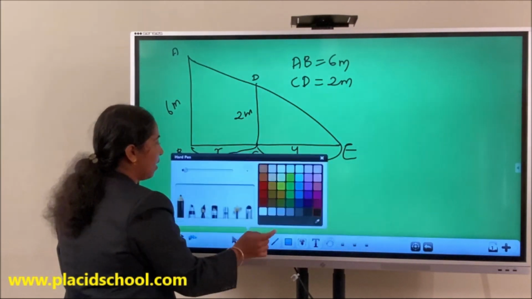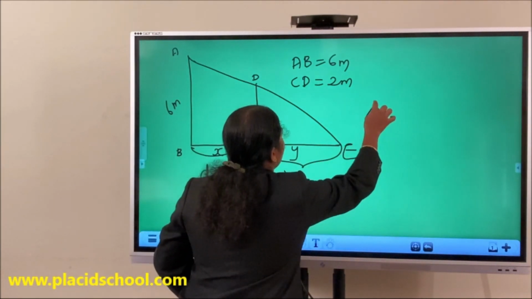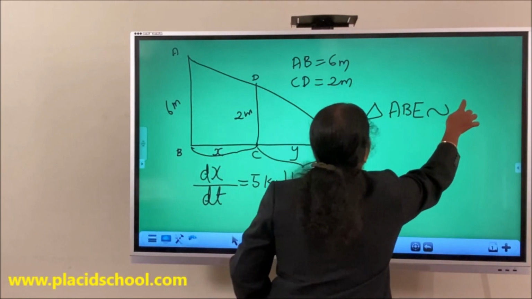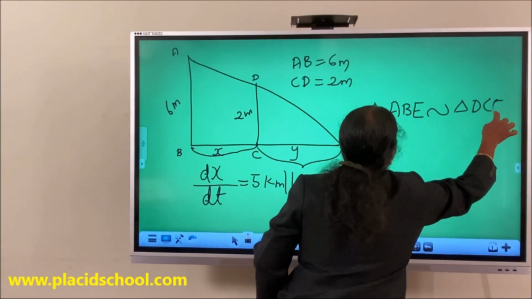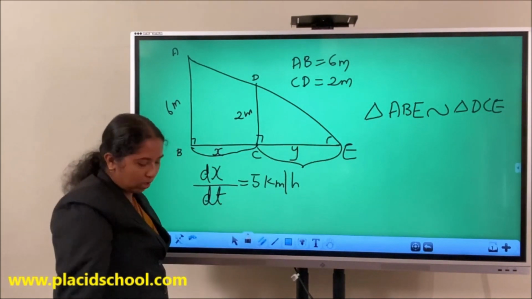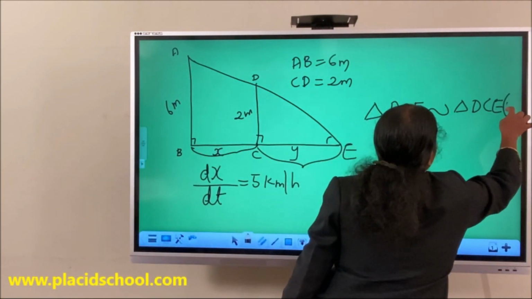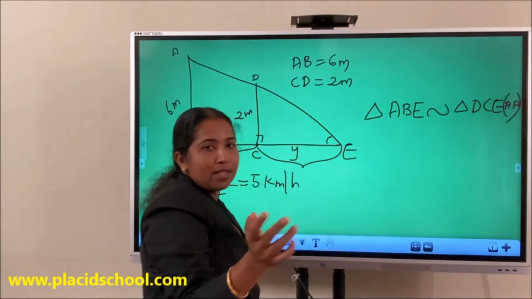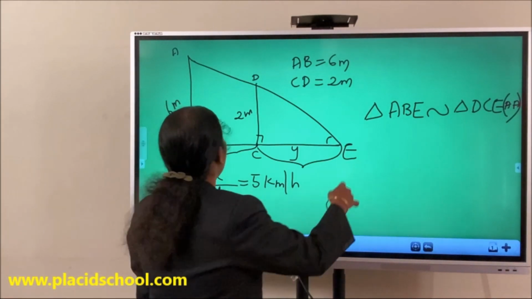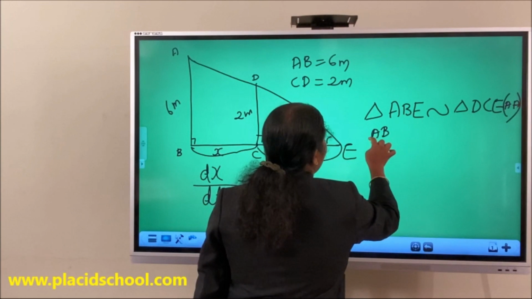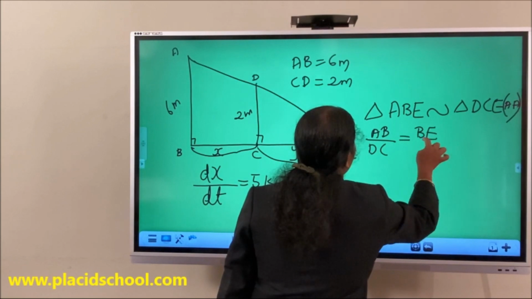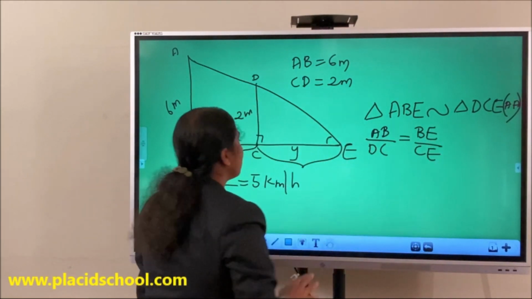So you can see that triangle ABE is similar to triangle DCE because you have two right angles here, and an angle is common to both the triangles. Therefore, by AA similarity criteria, the two triangles are similar to each other. Since the triangles are similar, corresponding sides are proportional. Therefore, I can write AB by DC equal to BE by CE.